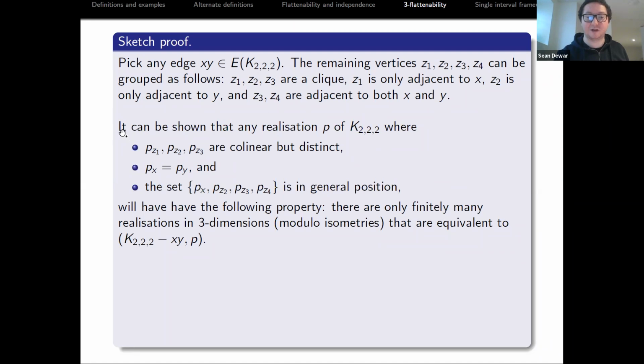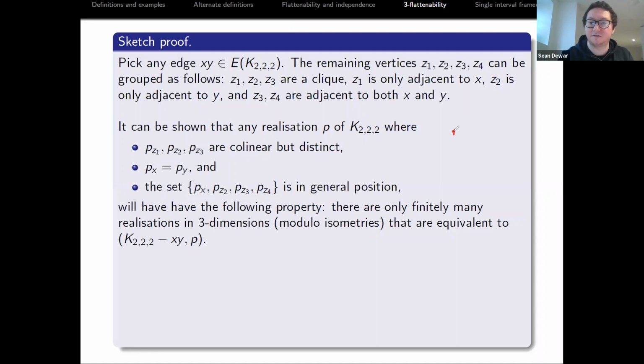What you can now do is form a realization of K22 where Z1, Z2, and Z3 are collinear but distinct, Px and Py are the same point, and the set Px, Z2, Z3, and Z4 are in general position. Okay, which is kind of a bit of a thing. So I'll show you in picture form.